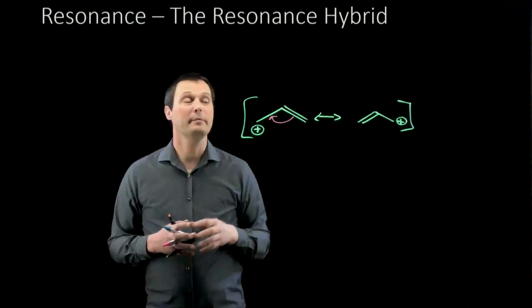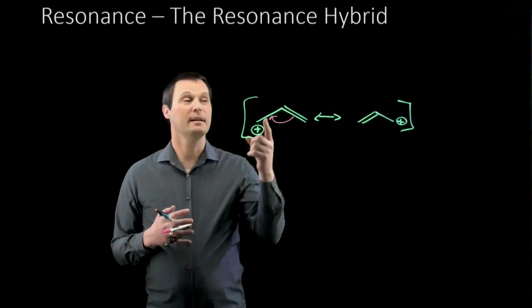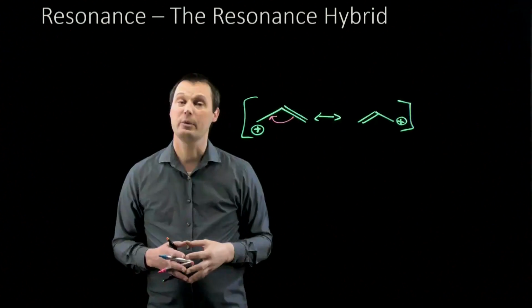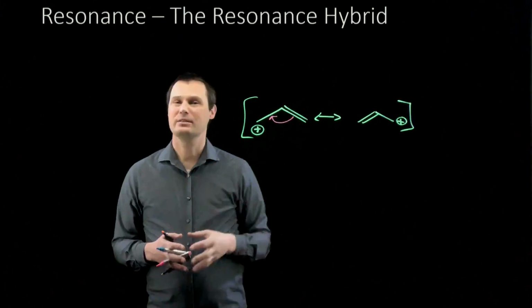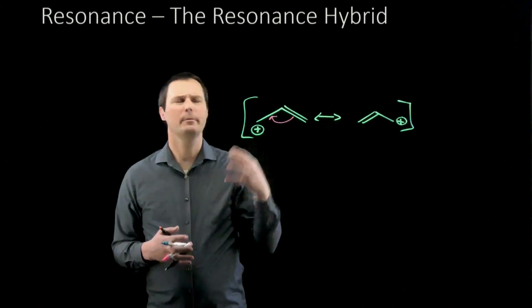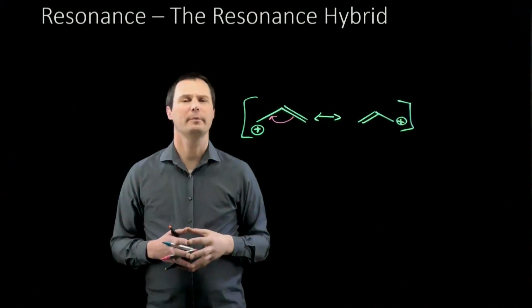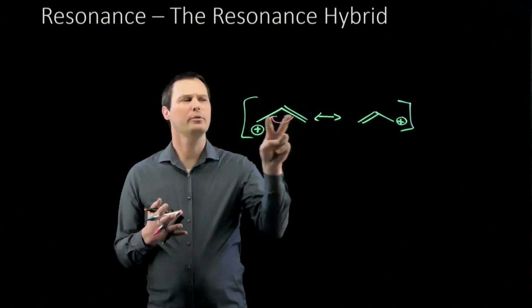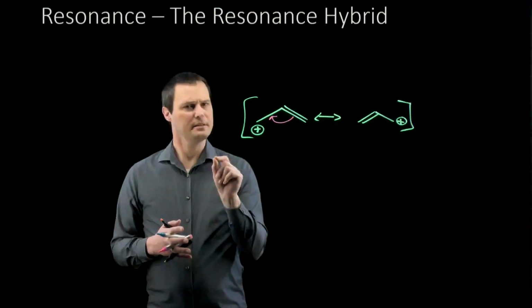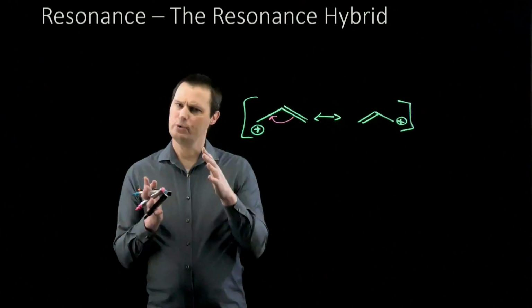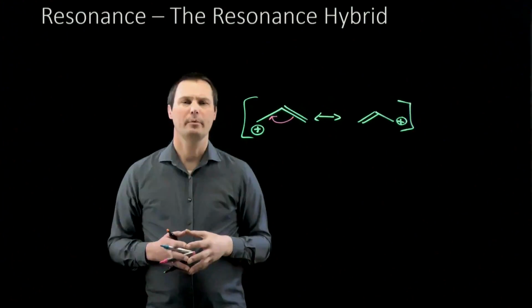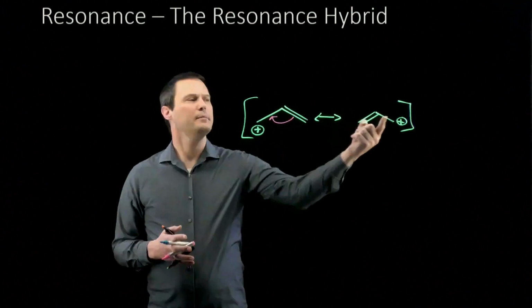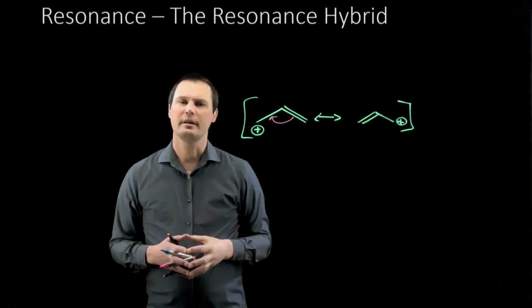What we find when we measure the bond lengths of these molecules is that neither bond has the bond length we would expect. The single bond is not as long as we would expect for a single bond, and the double bond is not as short as we would expect for a double bond. Instead, the bond lengths for both of these bonds are exactly the same, and they're exactly in between the bond length of a single and a double bond.